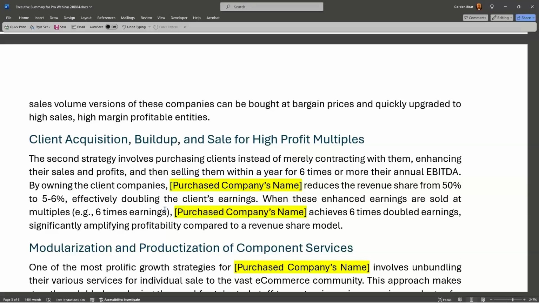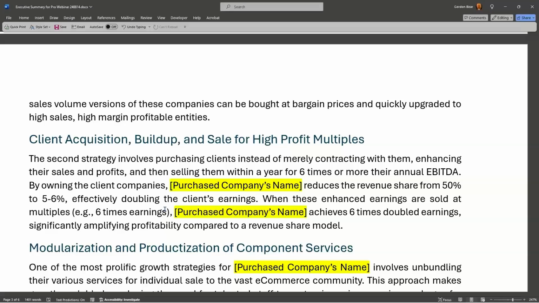Now, why is that a great way to leverage up your earnings? Well, by owning the client companies, our purchasing company reduces the revenue share from 50% to 5 or 6%, effectively doubling the client's earnings. This may not be worded quite properly, so let me read it and I'll get back to explain it. Oh, now I know what this was. Right now the client pays our guys 50%.